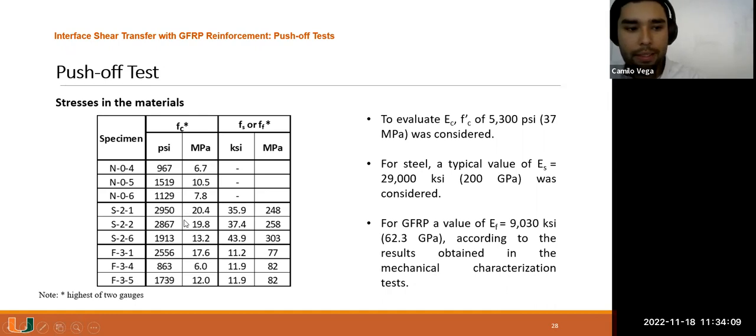And also, related to the concrete, the maximum value of fc was about 3000 PSI. This was the maximum value, and it is also well below the 5300 PSI that we have as f'c.